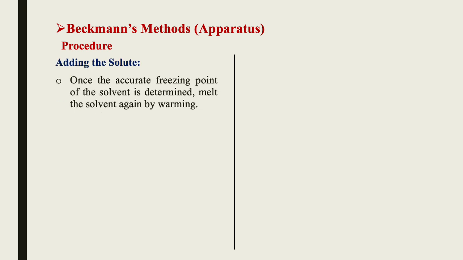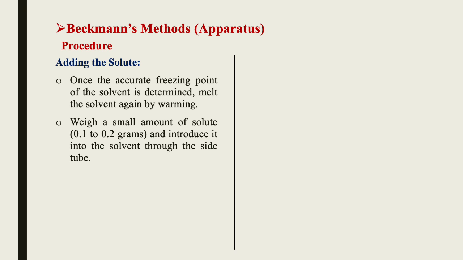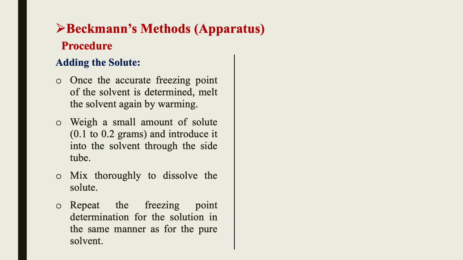Then we will further add the solute through the side arm. Once the accurate freezing point of the solvent is determined, again we melt the solvent by warming it up. Then we weigh a small amount of solute, 0.1 to 0.2 gram, and introduce it into the solvent through the side tube. We mix thoroughly to dissolve the solute, and repeat the freezing point determination for the solution in the same manner as for the pure solvent. We repeat the procedure as we did for the pure solvent.